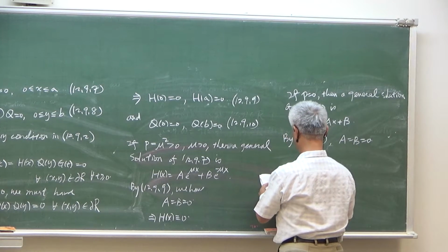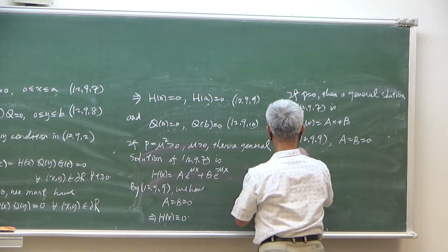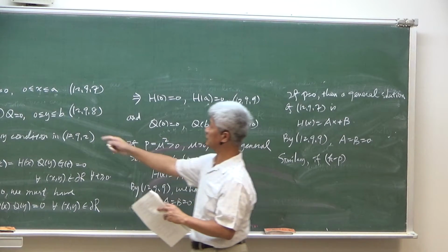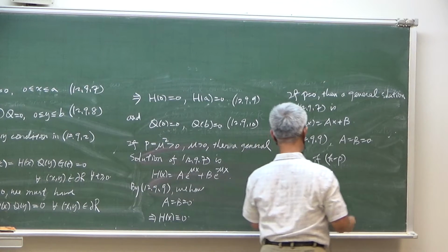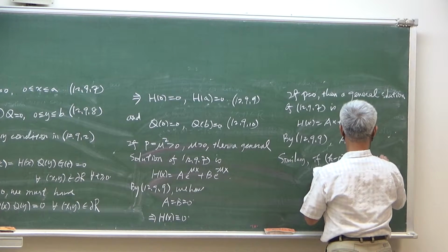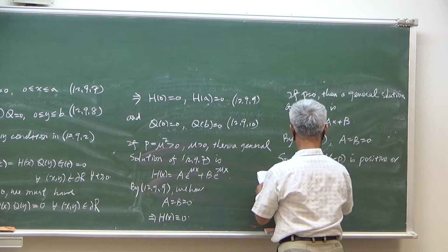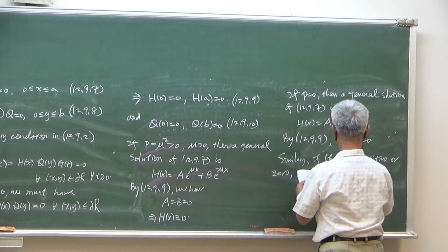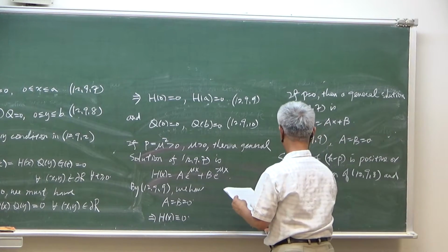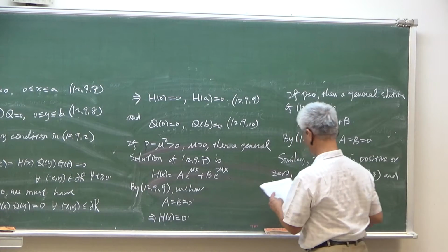So similarly, if we want to solve this equation and k minus p is positive or 0, the solution of 12.9.8 and 12.9.10, this ODE together with these boundary conditions, all right?